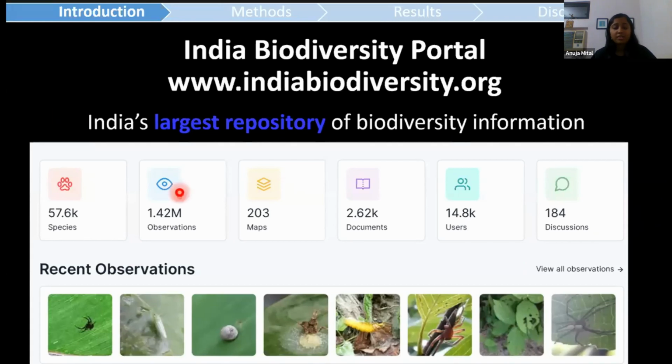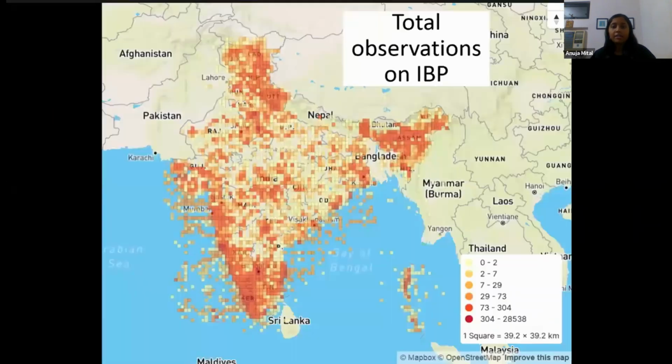The India Biodiversity Portal is the largest repository of biodiversity information in India right now, with over 1.4 million observations across 57,000 species. You can check it out at indiabiodiversity.org. And the sheer volume of these observations can be easily visualized on an interactive WebGIS module, like these enhanced density heat maps. And you can check extent of occurrence with filter capabilities of over 50,000 species.